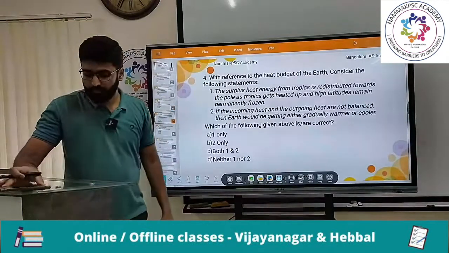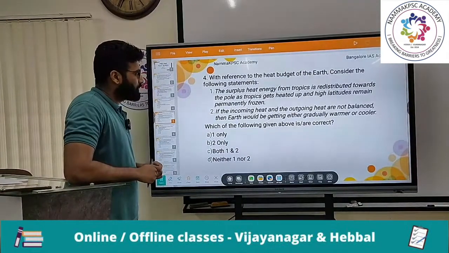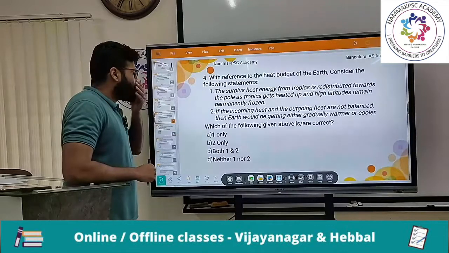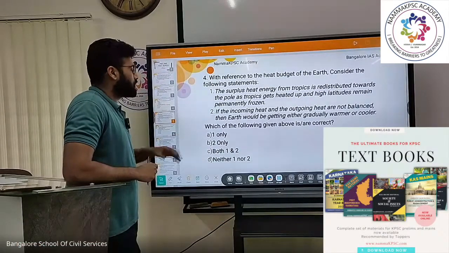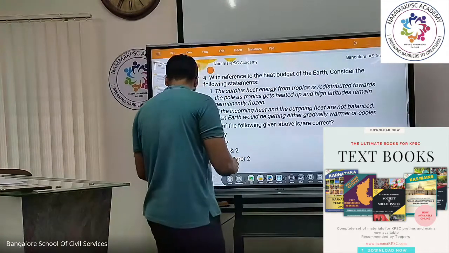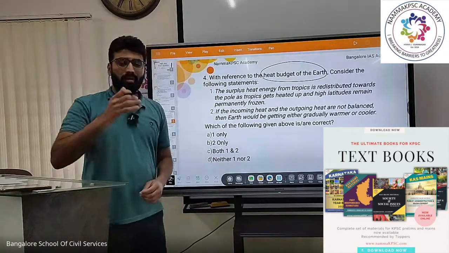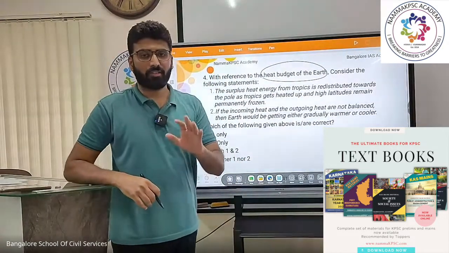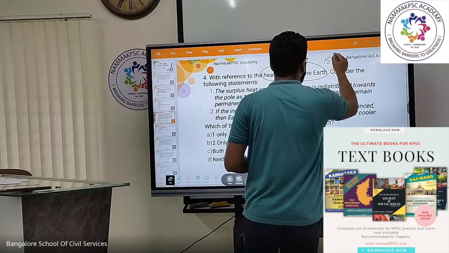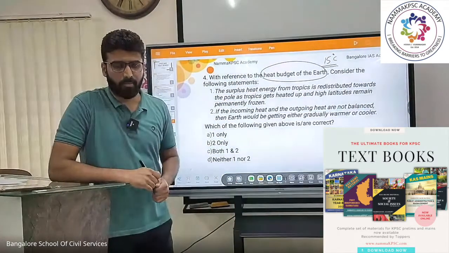Fourth one. With reference to the heat budget of the Earth, consider the following statements. The surplus heat energy from tropics, let me first explain what is the heat budget of the Earth. What is the average temperature of Earth? The average temperature of the Earth is just about 15 degrees Celsius.